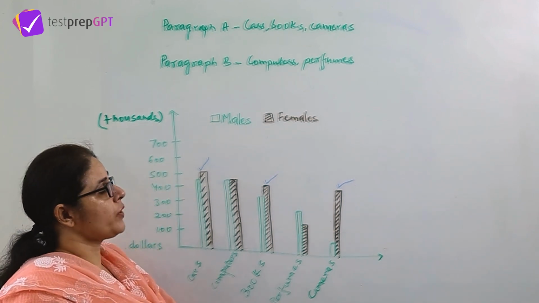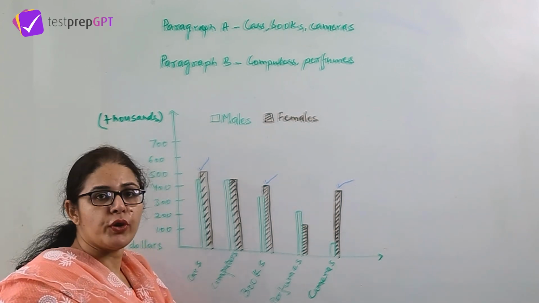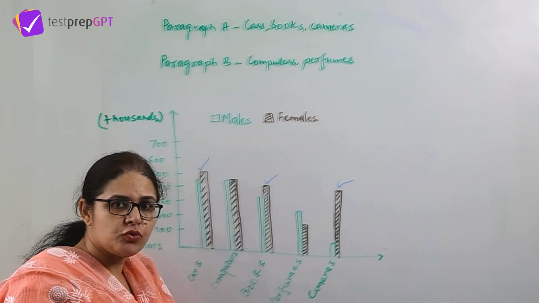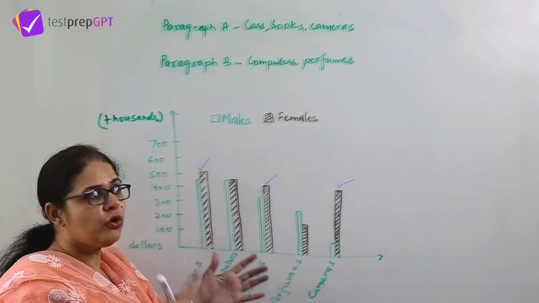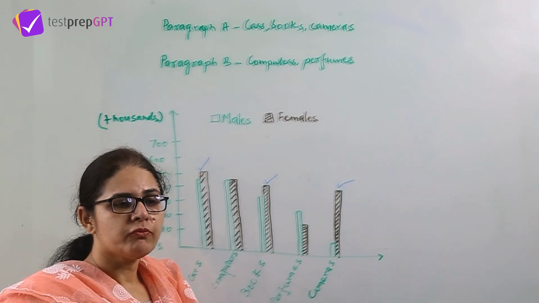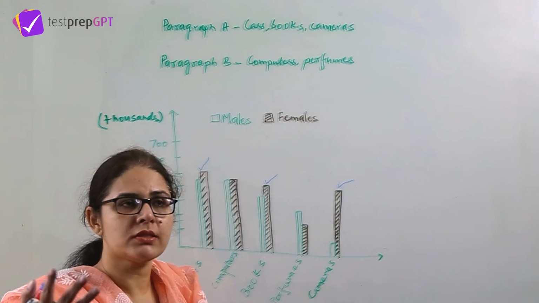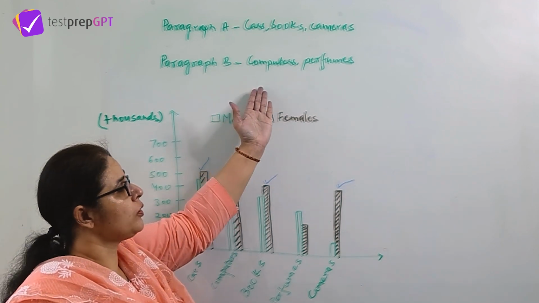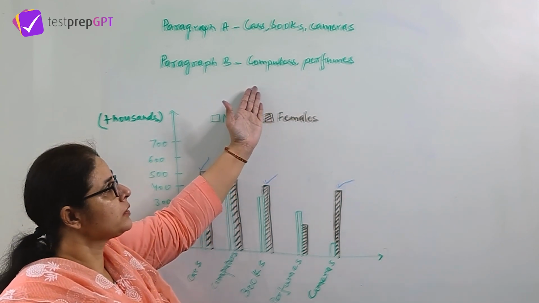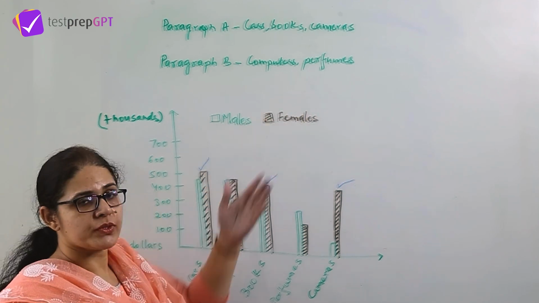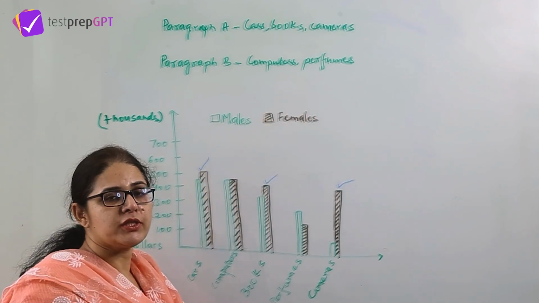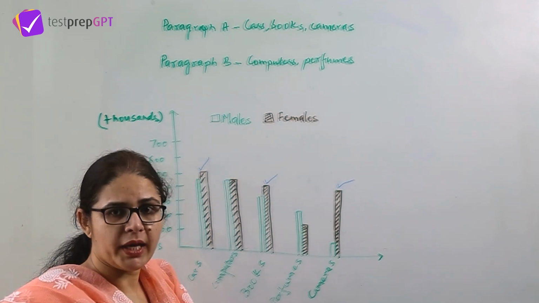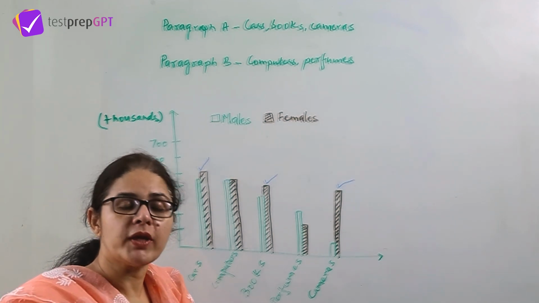Next, the most important point now is that we are going to include the data in these 2 paragraphs. So we are not going to only talk about how females spend more money on cars, books and cameras, while they both spend equal amounts of money on computers. If you look at perfumes, females spend less money as compared to men. This is not the only thing we're going to write. We're going to include the figures now.